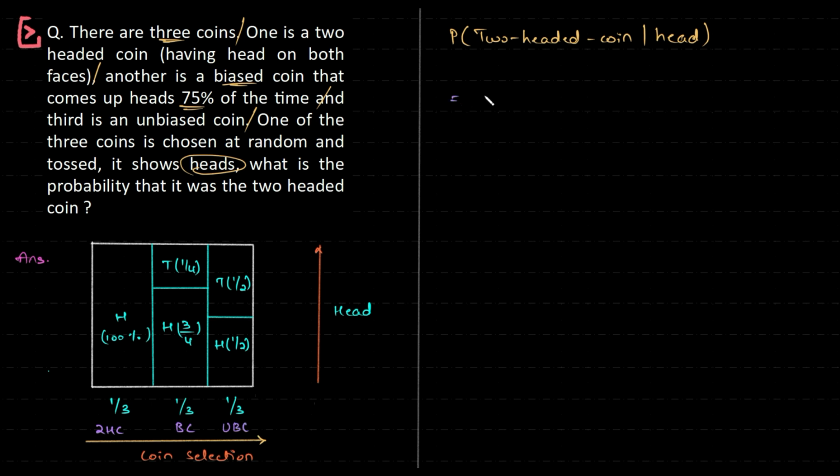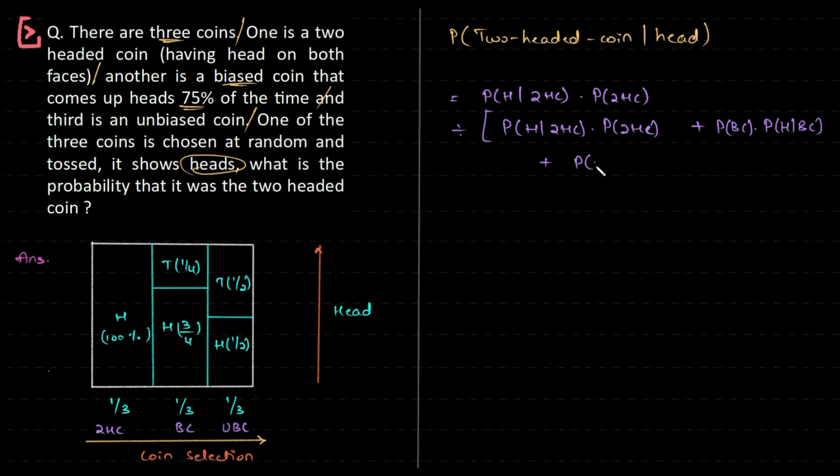Okay. Now, probability of head given two-headed coin into probability of two-headed coin, divided by, since it's lengthy, I'm writing this way: probability of head when we have two-headed coin into probability of two-headed coin, plus probability of biased coin into probability that we get head in our biased coin, plus probability that we have unbiased coin and in this we get a head.